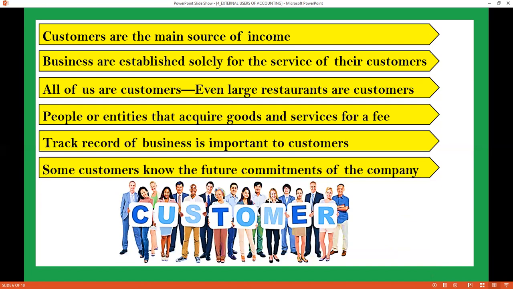Some customers know the future commitments of the company. If the business will expand or put another branch which is located in their place, mas malapit siguro, ganyan. So they want to know if the company will expand.